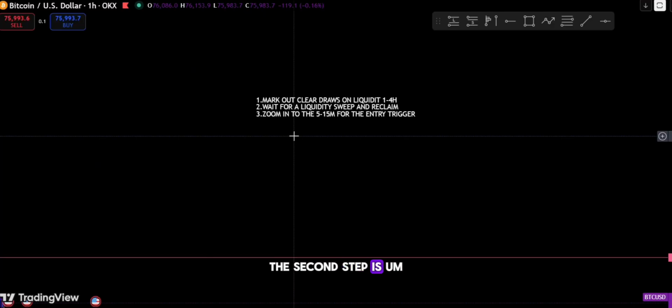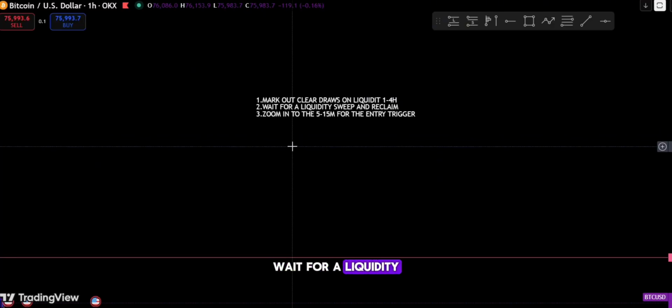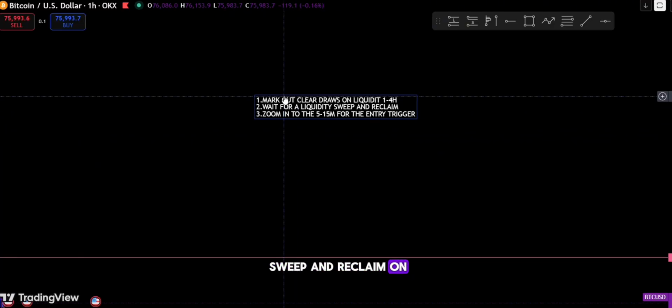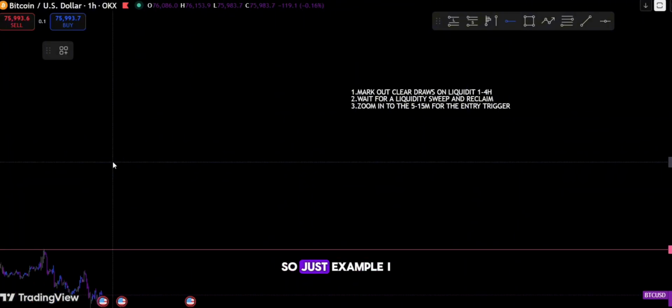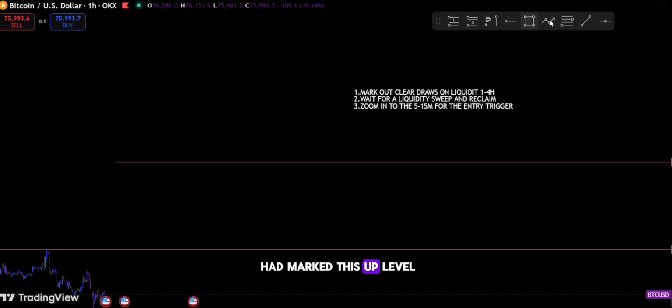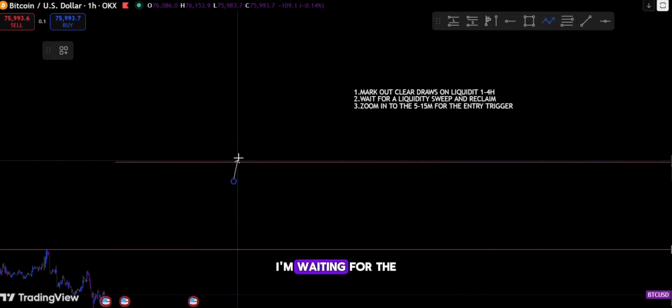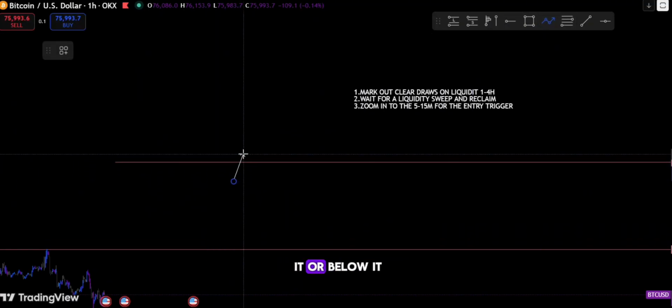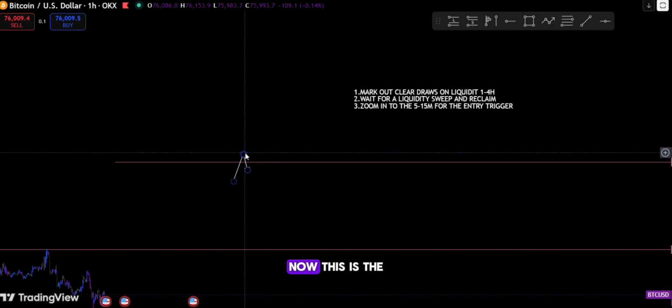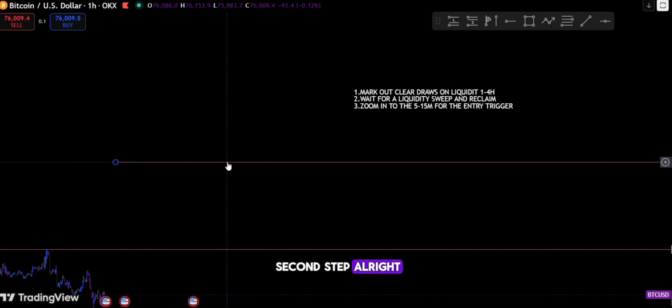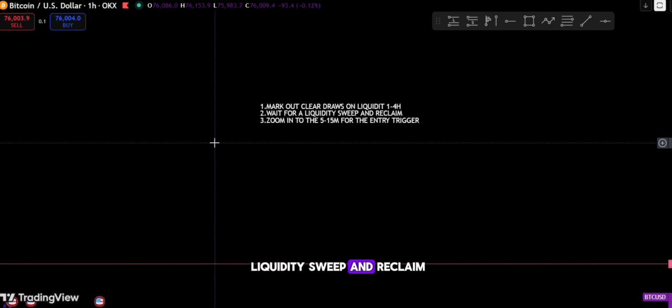The second step is to wait for a liquidity sweep and reclaim on the draw on liquidity that you had marked out. So just as an example, I had marked this up level, right? Now I'm waiting for the price to come above it or below it, and a fake out, basically price failing to close above and then reclaiming the level. Now this is the second step. All right, this is a liquidity sweep and reclaim.